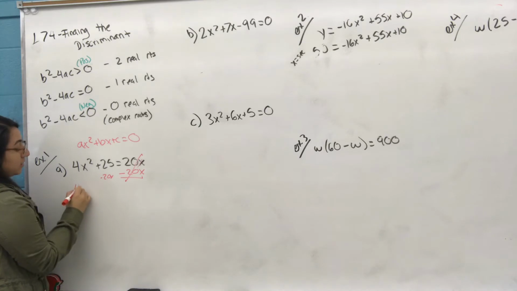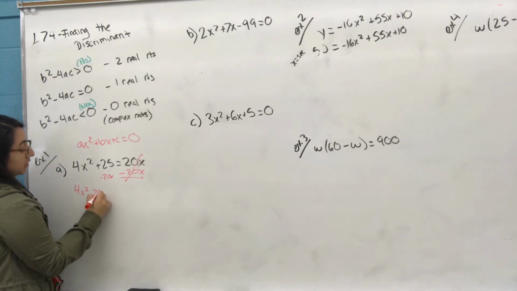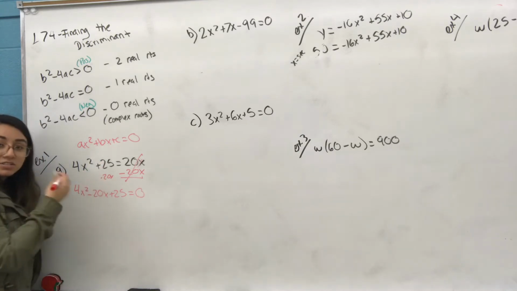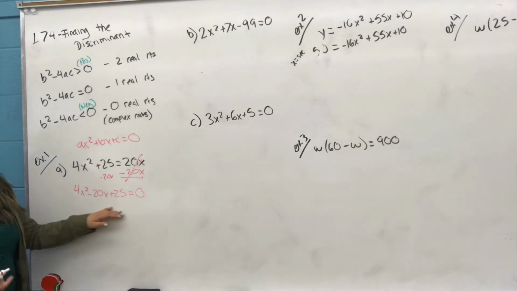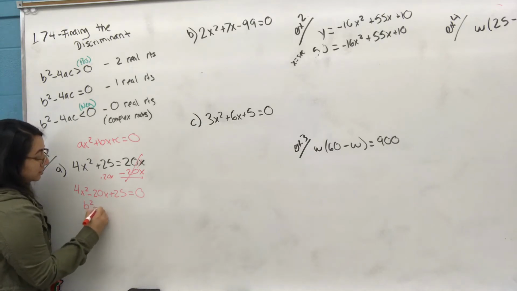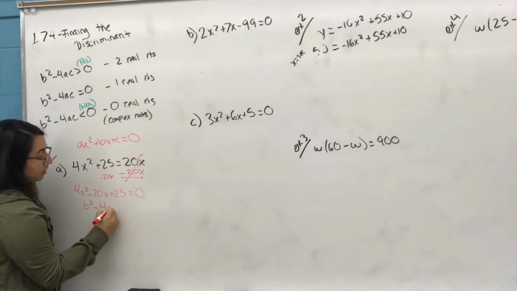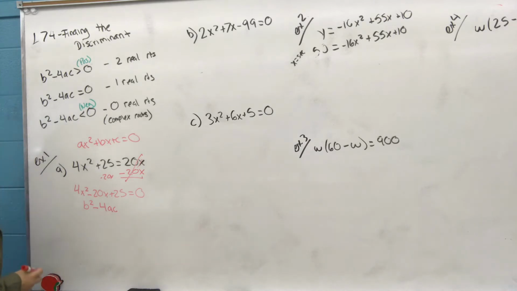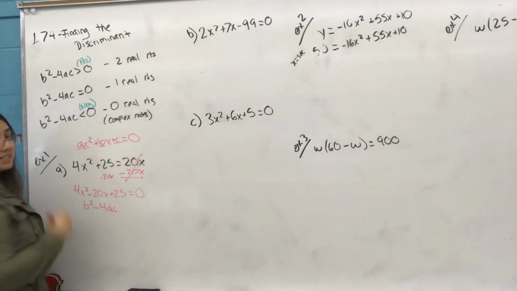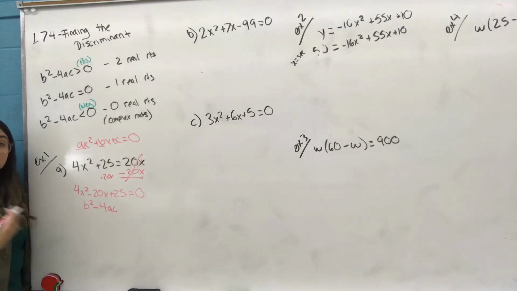So then we get 4x squared minus 20x plus 25 equals 0. You cannot add these two, they're not like terms, so you end up with this. Then you're going to use the main equation for discriminants, b squared minus 4ac. Remember, a is the number in front of x squared, b is the number in front of x, c is the constant at the end. Always include the signs with it.